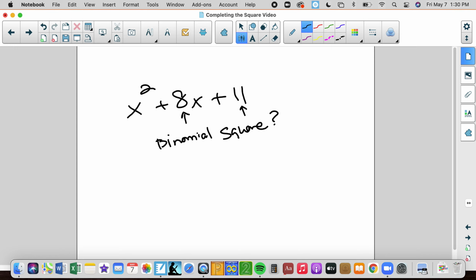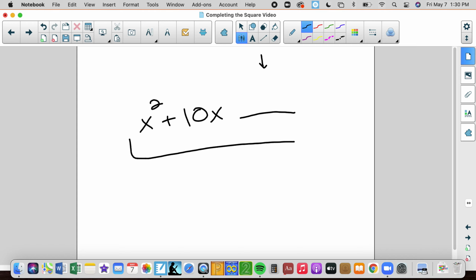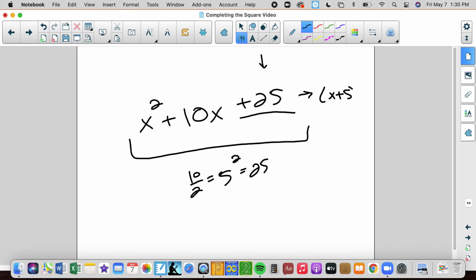Can we recognize? The next question would be, now that you recognize whether it is or isn't, let's do another little trick here. What would I need my constant, or my c value, to be in order to make this a binomial square? Well, you would take half of 10 and then square it. So if this value was 25, then yes, it would be a binomial square, and that would produce this.